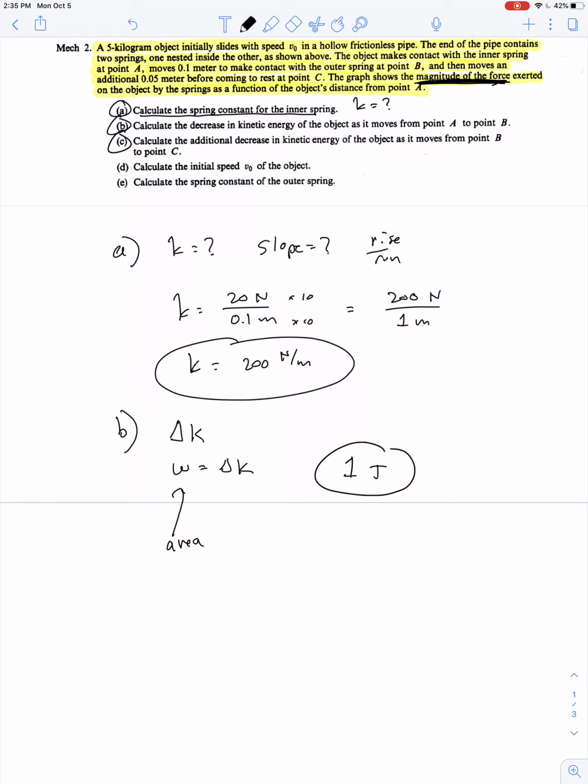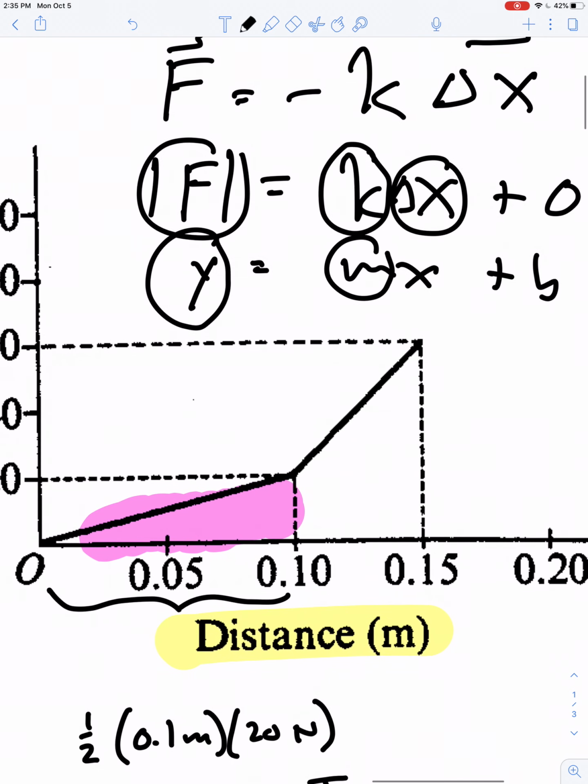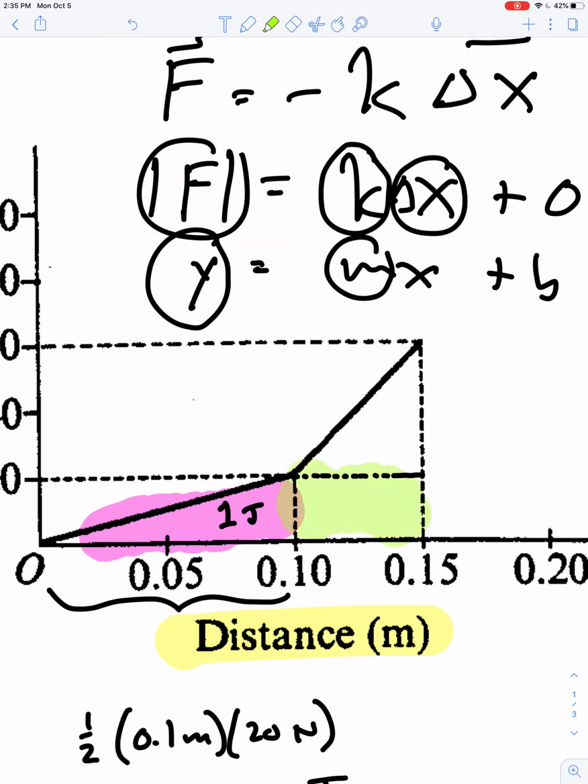Part C, calculate the additional decrease in kinetic energy as it moves from point B to point C. In the same way, we're going to get the answer by calculating an area. We already accounted for 1 joule of work. Let's calculate the additional work done. Instead of finding the area of this shape, let's divide it up into a triangle and a rectangle. So we need to find the area of that shaded region and the area of this shaded region.